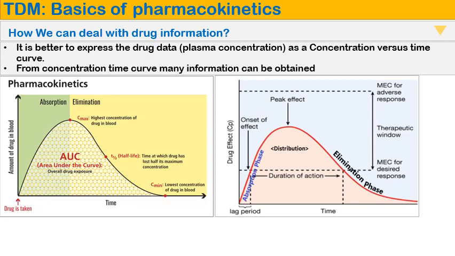The therapeutic window is the range between the minimum effective concentration and the maximum therapeutic concentration. This is called the therapeutic window. Sometimes the maximum therapeutic concentration is expressed as the maximum or minimum toxic effect.